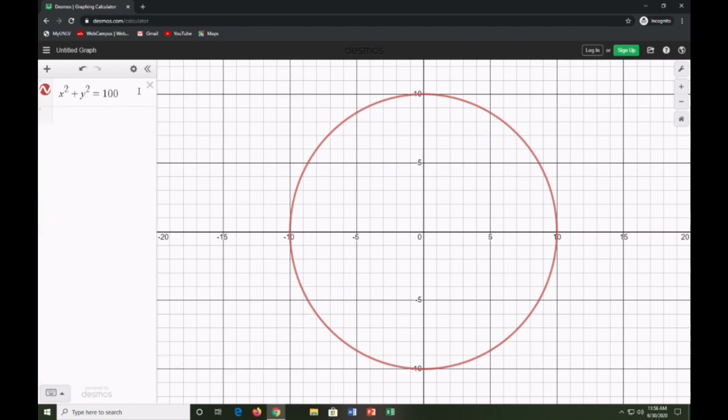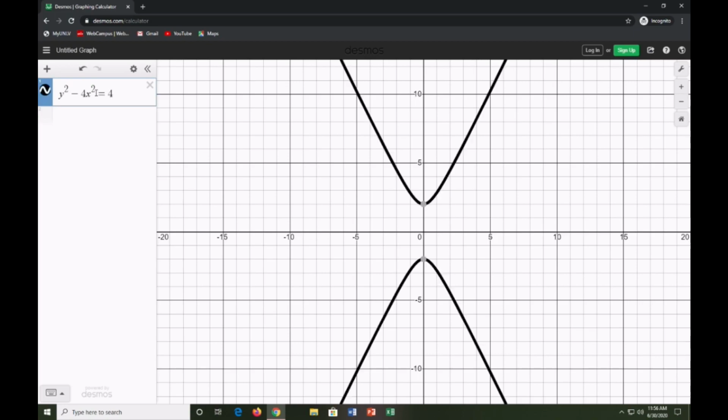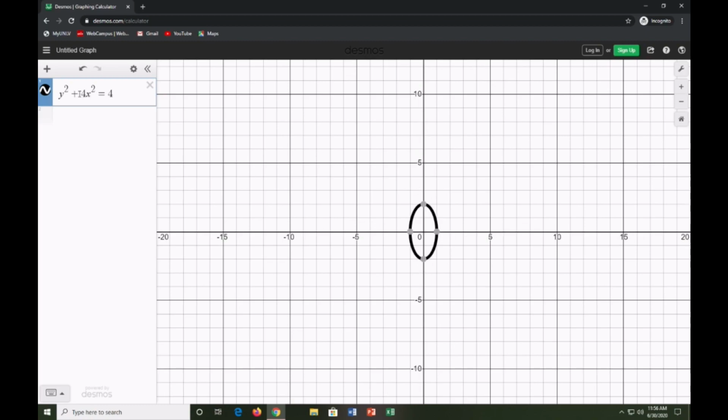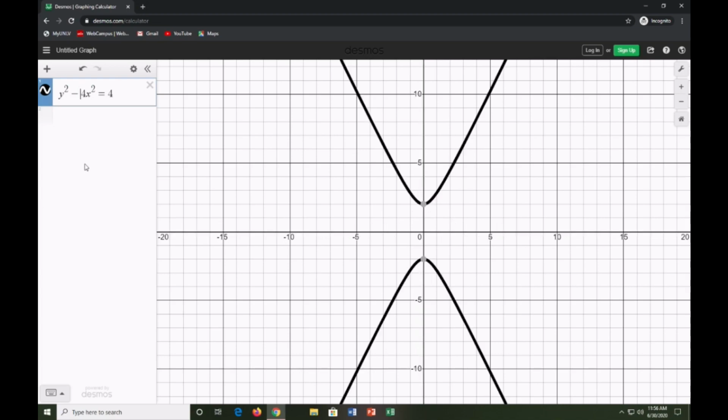Let's graph the next problem we had. We had y squared minus 4x squared equals 4. And so this is not a circle, right? How do we know? Because this middle sign is not positive, it's minus. See, when I change it to plus, in this case, it becomes an ellipse. Okay, so that's an ellipse. And then, so let's go back to minus equals 4.